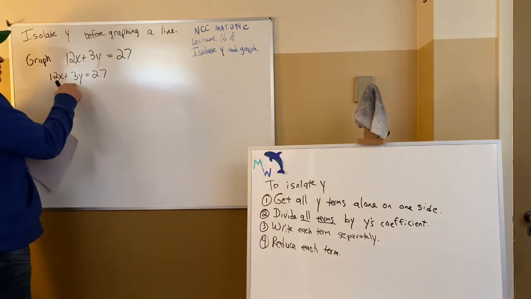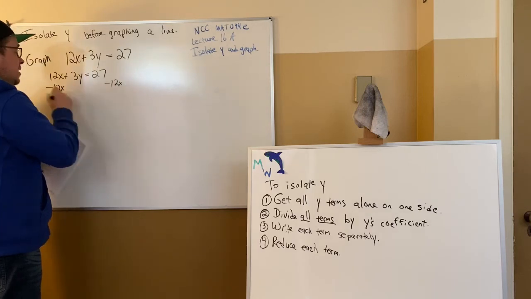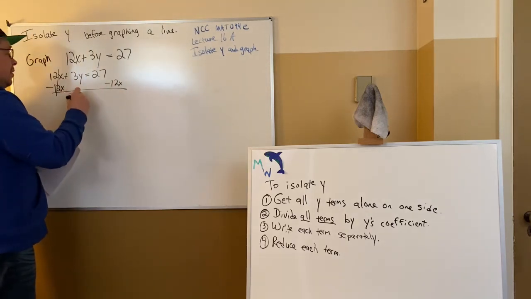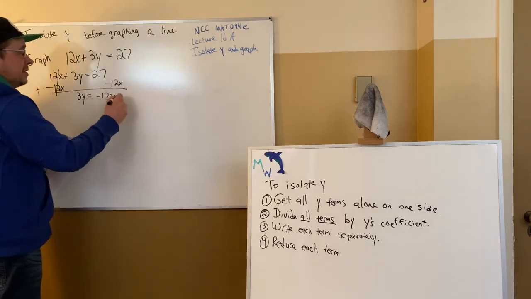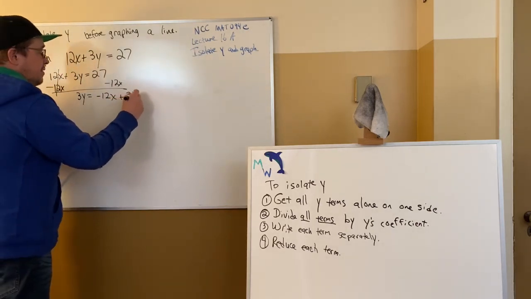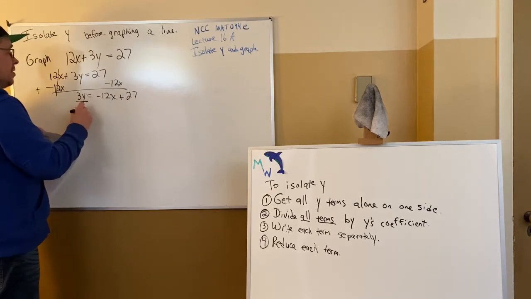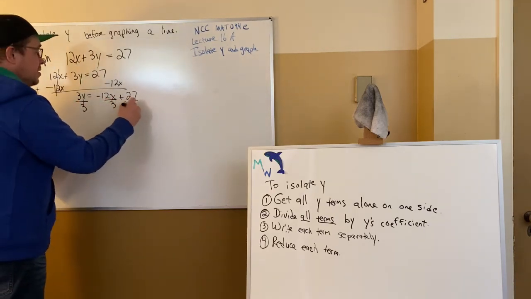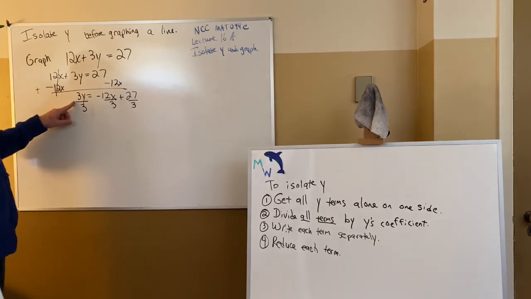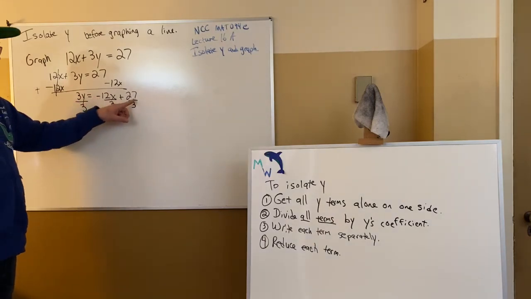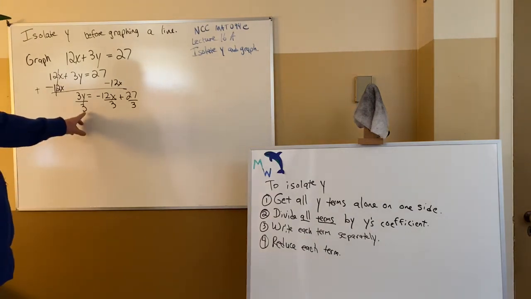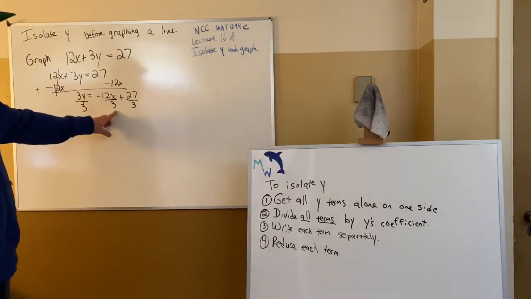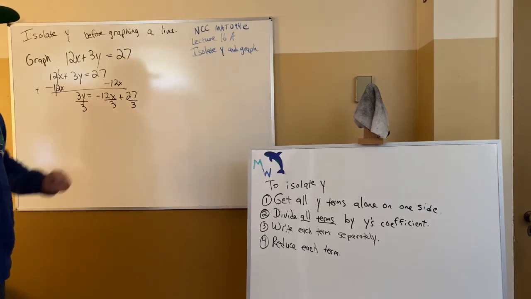We need to get the y term alone, so 12x has to get out of this side by doing negative 12x on each side. That's gone. We're left with 3y equals negative 12x plus 27. And we divide each term by 3 because we got the y term alone when it said 3y equals negative 12x plus 27. Done with step 1. Divide all terms by y's coefficient. There's a 3 under the 3y, 3 under the negative 12x, and a 3 under the 27.